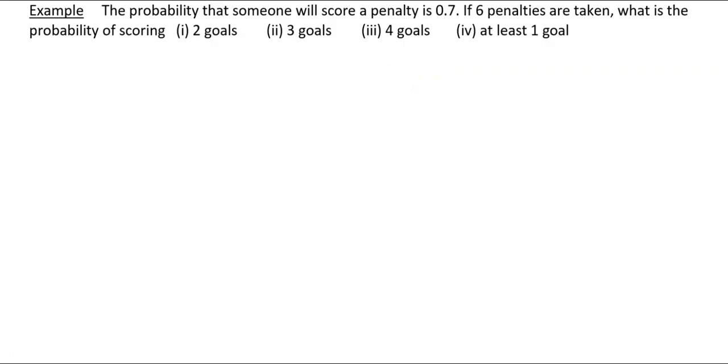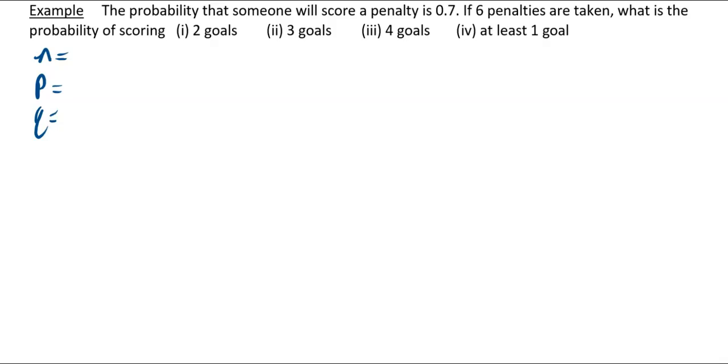This example says the probability that somebody will score a penalty is 0.7. If 6 penalties are taken, what is the probability of scoring 2 goals, 3 goals, 4 goals, or at least 1 goal? So what you must do first of all is write out what is your n, what is your p, and what is your q.